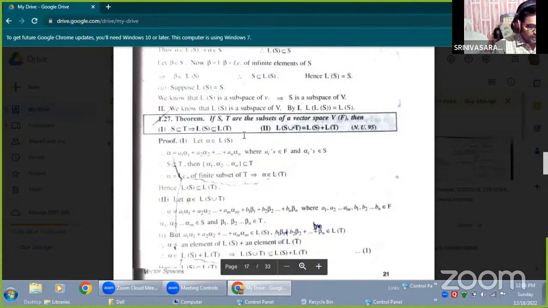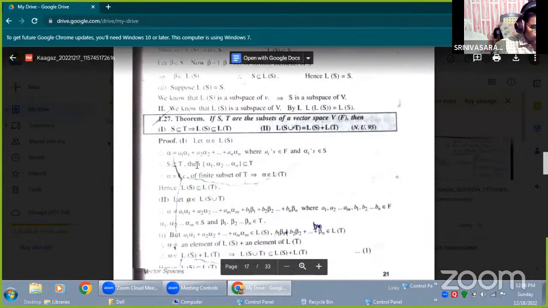Now here alpha belongs to L of S. Alpha can also be written as a scalar multiplication. Alpha can instead be written as the linear combination a1 alpha 1, a2 alpha 2, and so on, an alpha n. All the a values are field elements and the alpha values are vectors. That is the subset of the vectors.